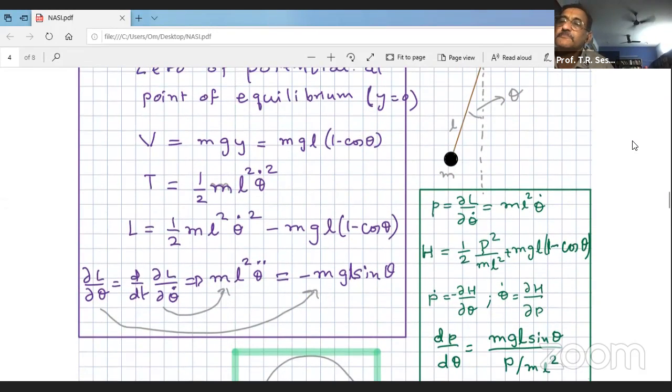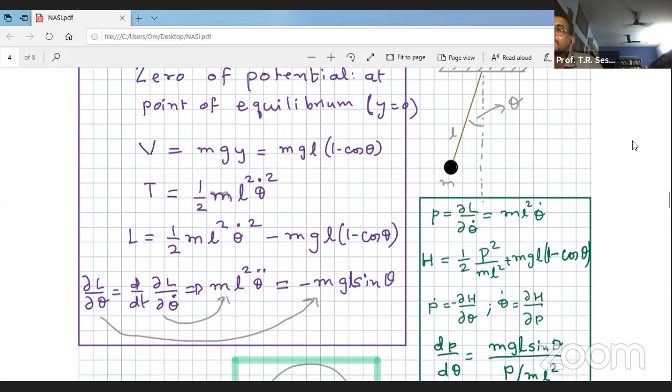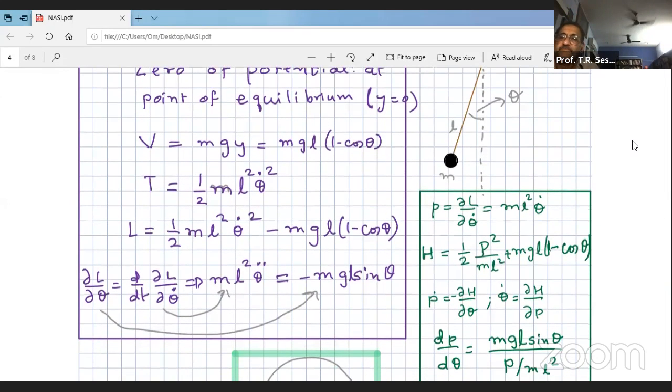Yes, indeed, that is true. Somebody has actually been alert and pointed out that the dp by d theta, which I have written, should have a minus sign here. That is absolutely correct. Okay. That should have... No, wait. No, it should not have a minus sign.